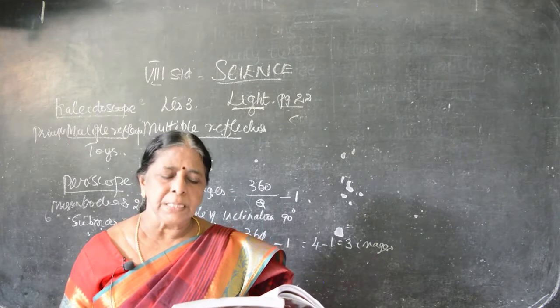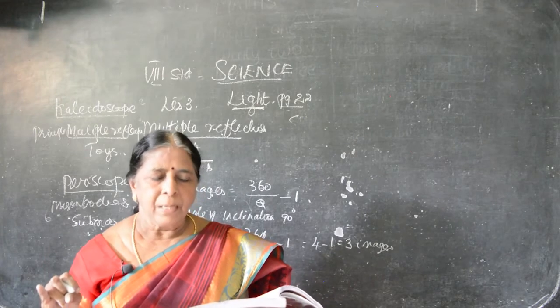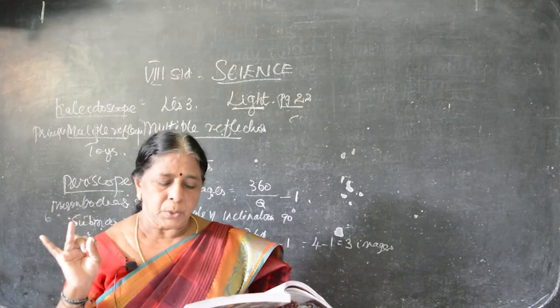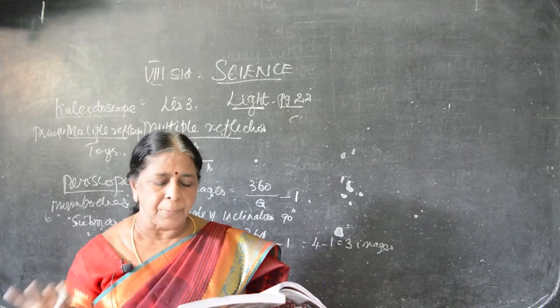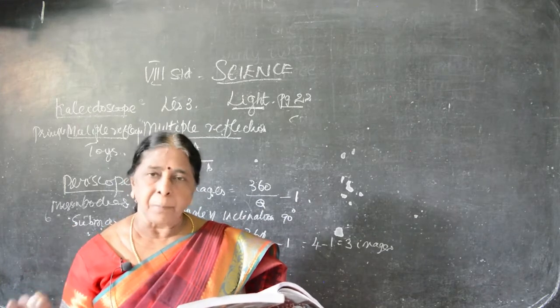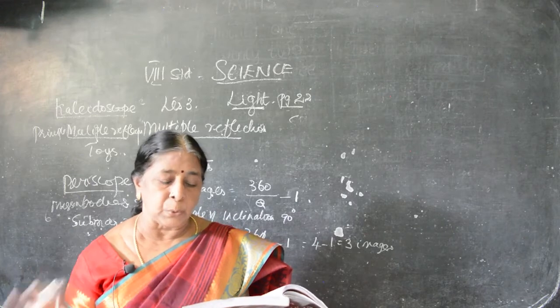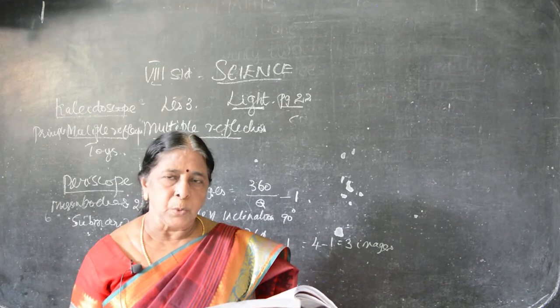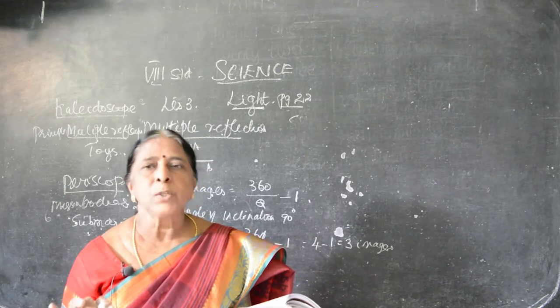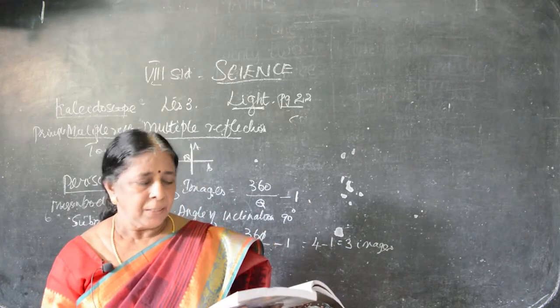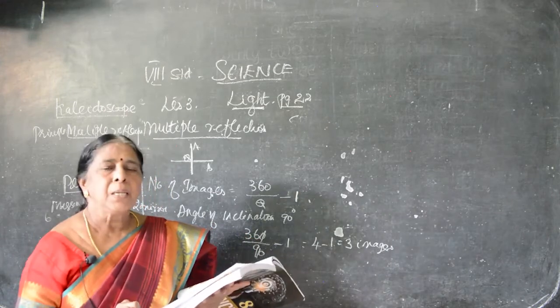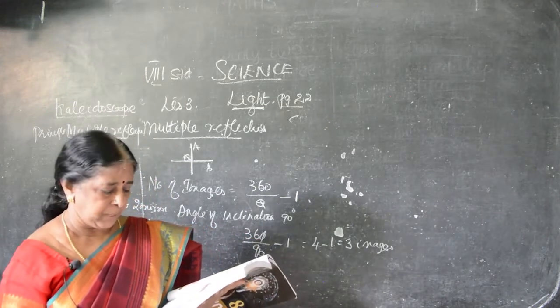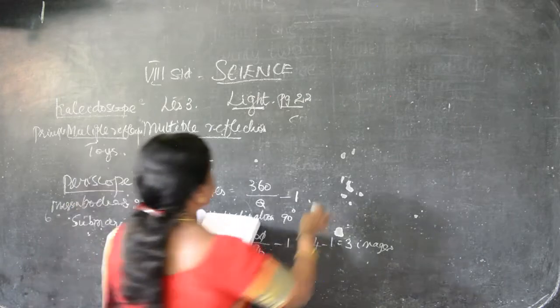So what are the uses? It is used in warfare, and for firing guns from a bunker. It takes photographs of important places, and optic periscopes are used by the doctors for endoscopy purposes. Now we have seen reflection of light. Now we have to see refraction of light.